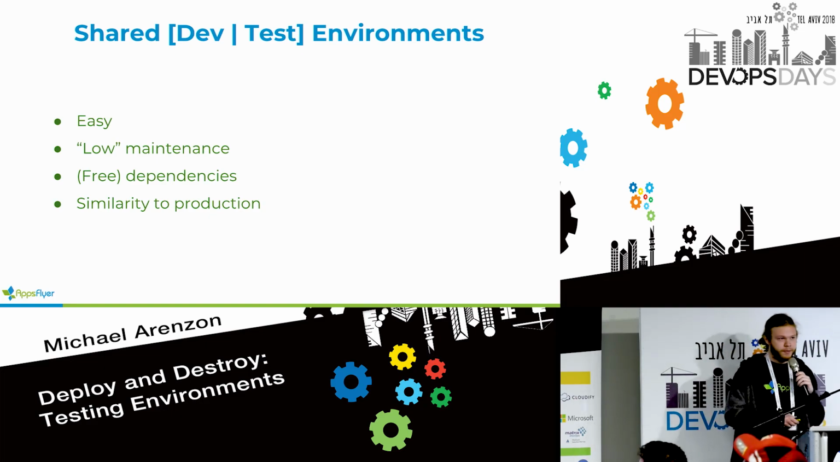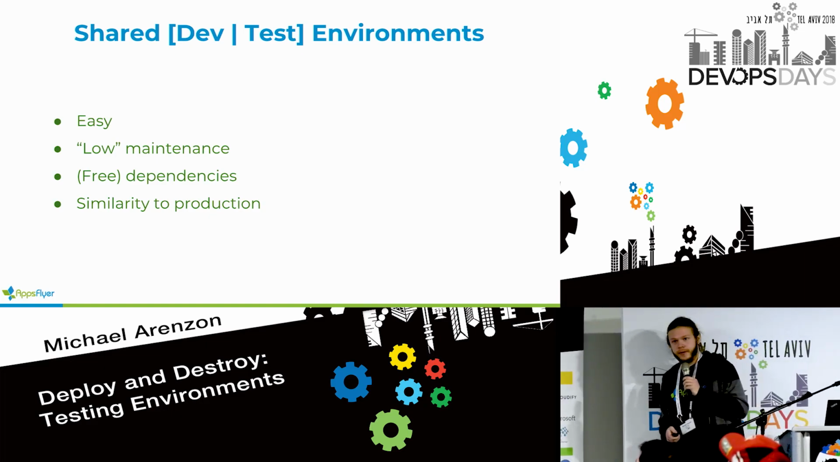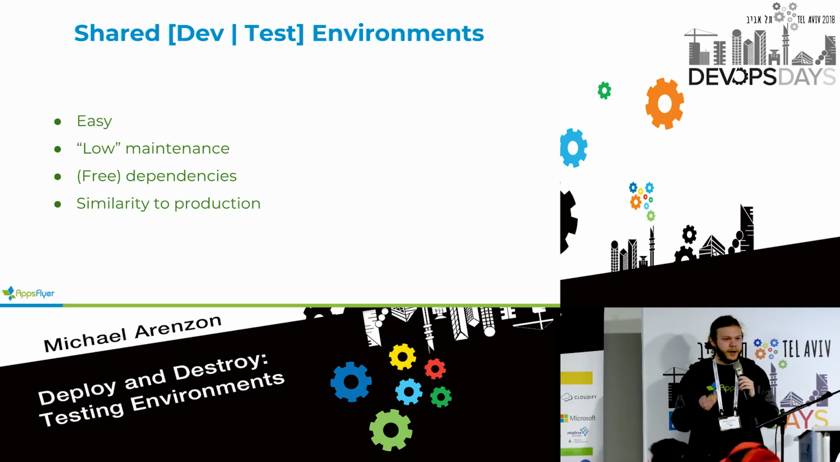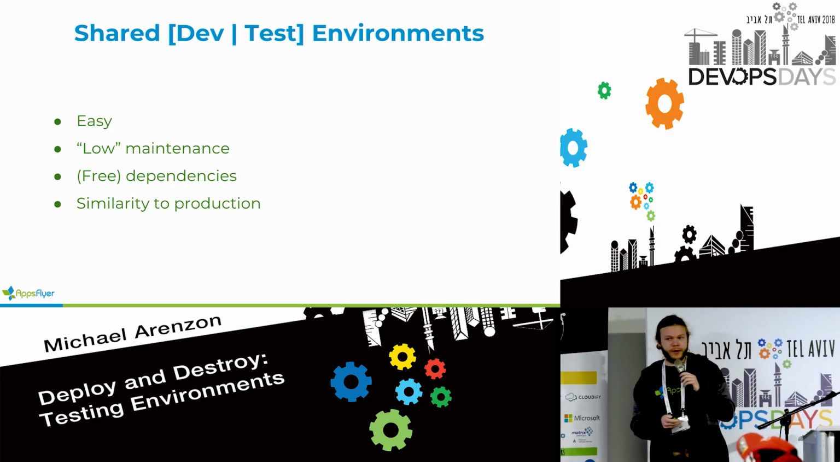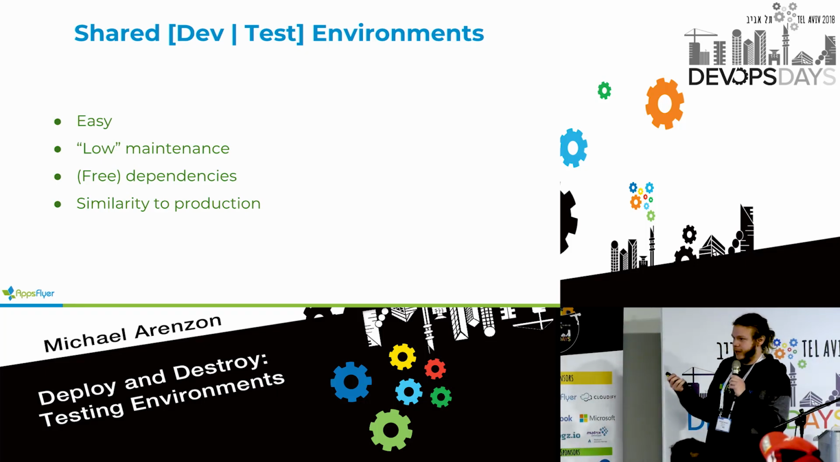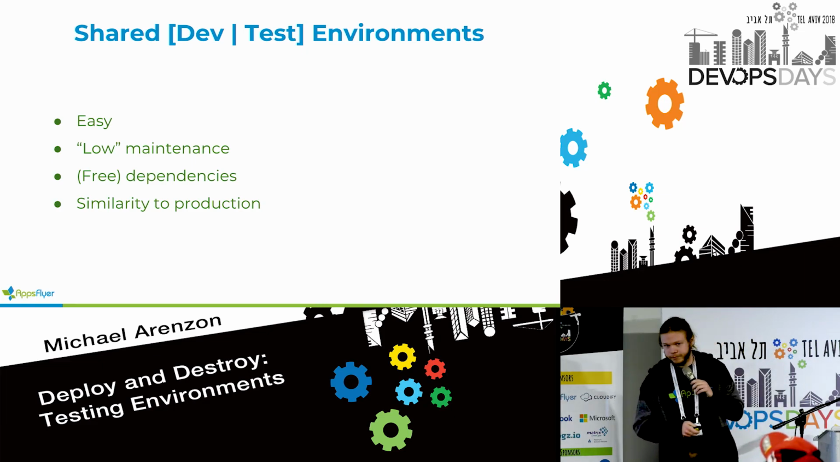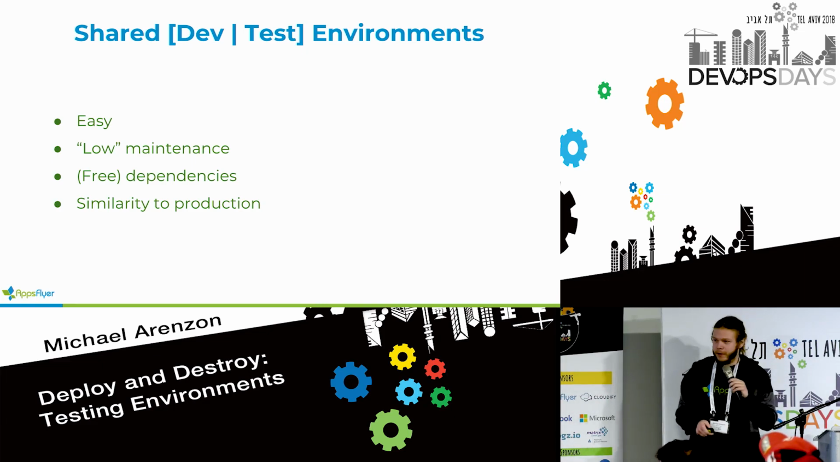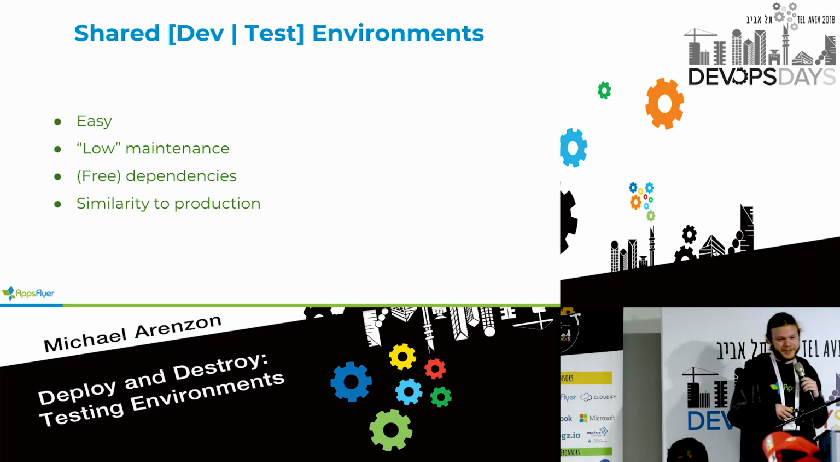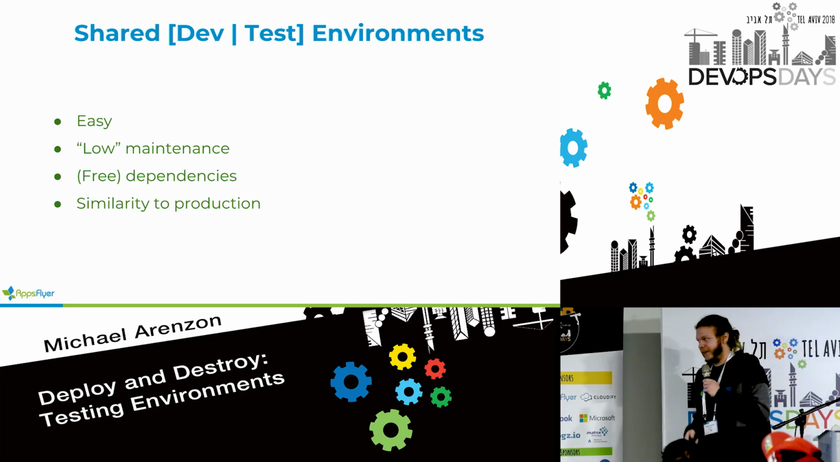So shared dev and test environments are easy to maintain. Usually they have low overhead. And you have free dependencies, right? If you have 200 or 300 microservices, you shouldn't really care about your dependency deployments. You just have them inside that environment. And it's similar to production. For those developers that keep using Windows for their development, at least we see how the code is running on the same platform as production.